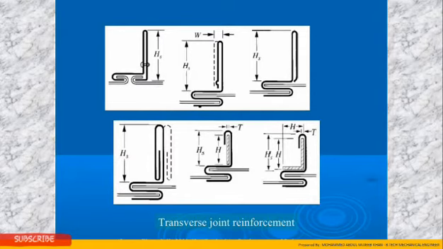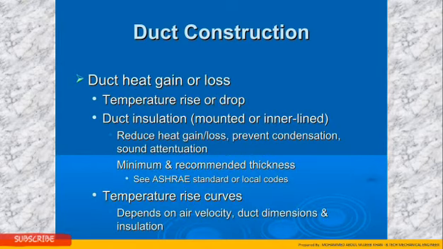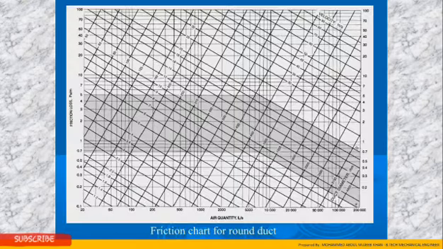Transverse joints and reinforcements. Duct specification: sheet gauge and thickness of duct material, transverse joints and longitudinal seam reinforcements, duct hangers and their spacing, tapes and adhesive closure, fire spread and smoke developed, site fabricated or factory prefabricated. This is the friction chart for a round duct.